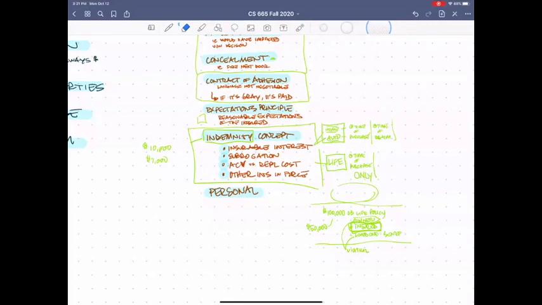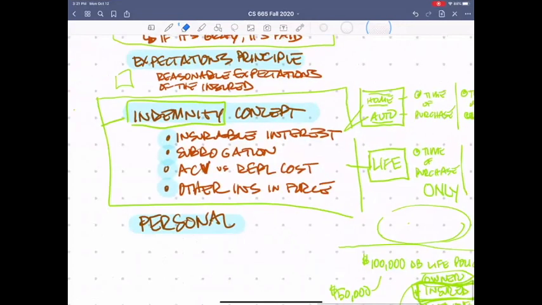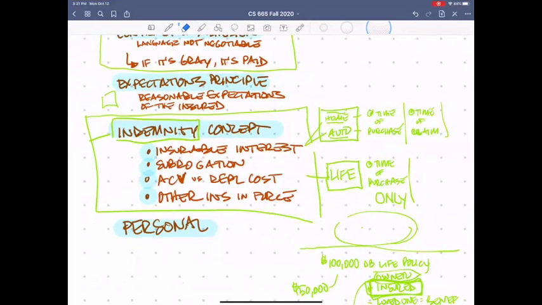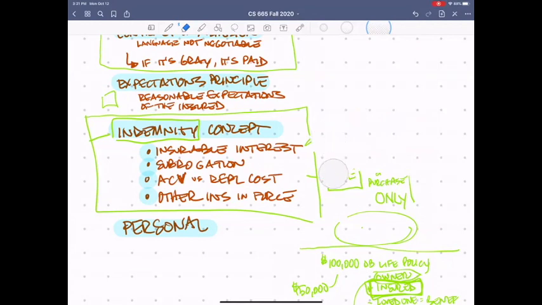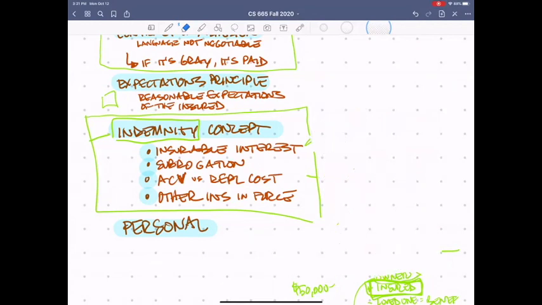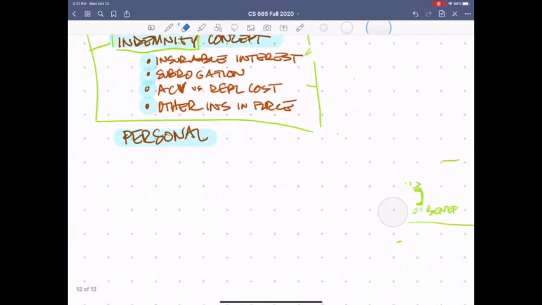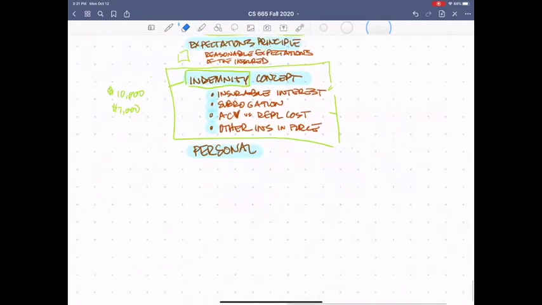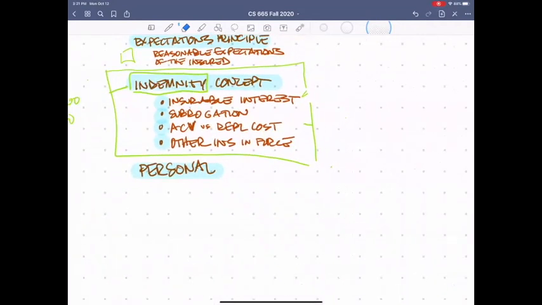So viatical settlements aside, moving on to this concept of subrogation. So we've talked about insurable interest. Moving on to subrogation. Subrogation is just simply the insurance company's ability to collect from a third party for any damages they paid on your behalf. So let's say you get rear-ended and you're like, man, I did not want to get rear-ended today. And the person that rear-ends you, let's say you've got State Farm, and the person that rear-ends you has American Family.